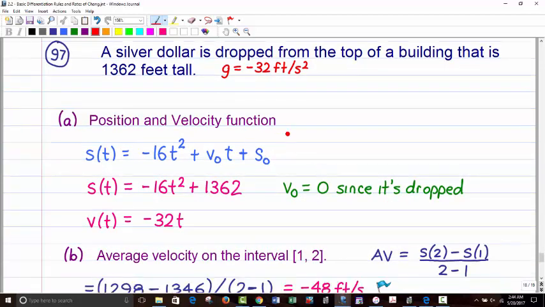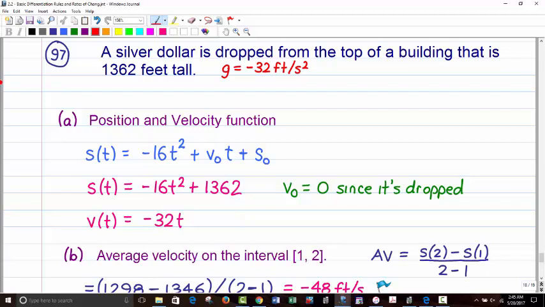So with part A, we're identifying what the position function is and the velocity function. So 1/2 gt squared, so half of negative 32 would be negative 16. So it'd be negative 16t squared, and there's no v0 in this problem because we're dropping it. And the initial height, s0, would be 1,362. So that's our position function. So that means you can plug in a value for t.